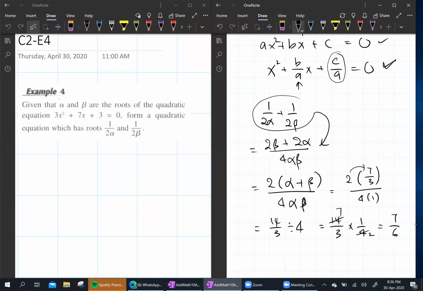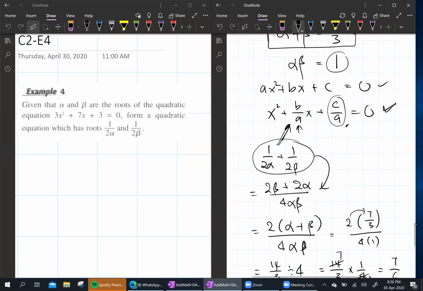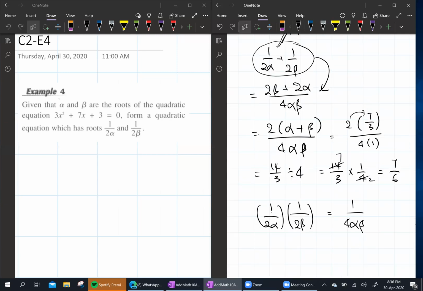Then the product of the roots, right, is what? This is for the middle one. Addition of roots here. Multiplication of roots is alpha times 1 over 2 beta, so 1 over 4 alpha beta. So alpha beta is how much now? Alpha beta is 1, right? So alpha beta is 1, so it equals 1 over 4.